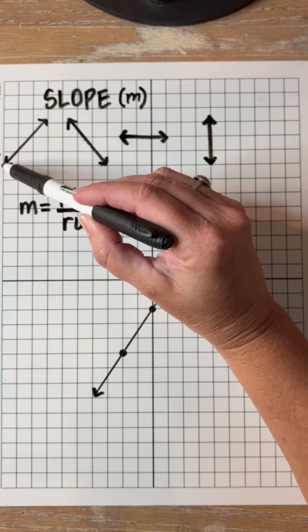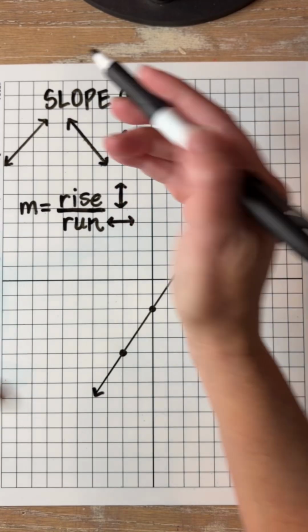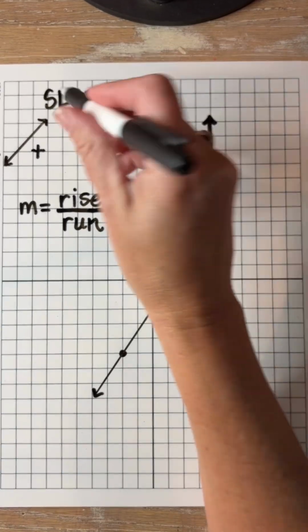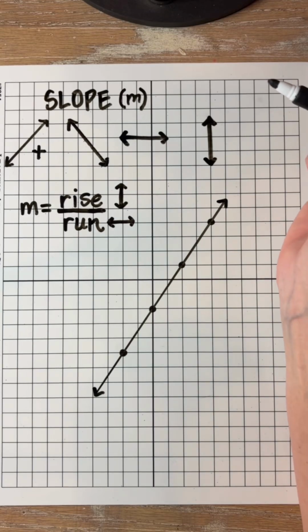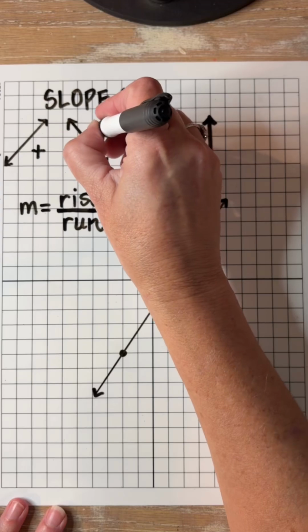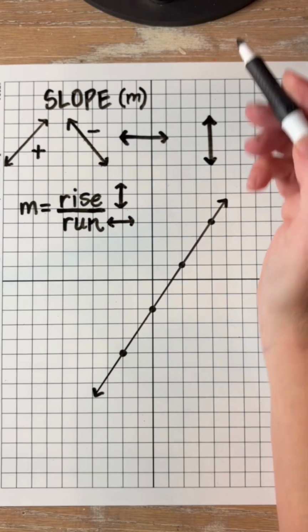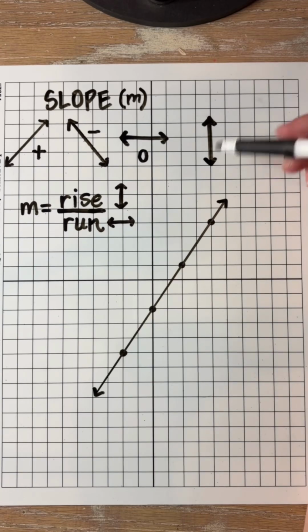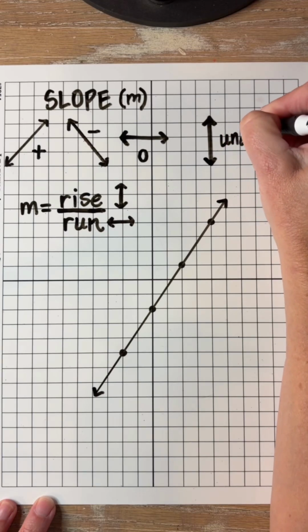So if you take your pencil or your pen and you trace that line from left to right, and your pencil or your pen is going up, then that line has a positive slope. If you trace the line from left to right and the line is going down or falling from left to right, then that line has a negative slope. All right, if the line is a horizontal line, the slope of that is 0. And if it is a vertical line, that slope is undefined.